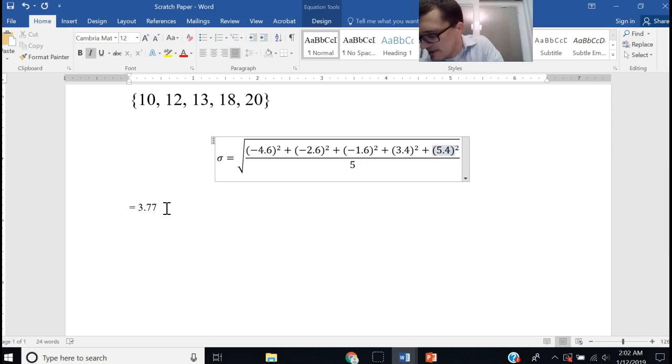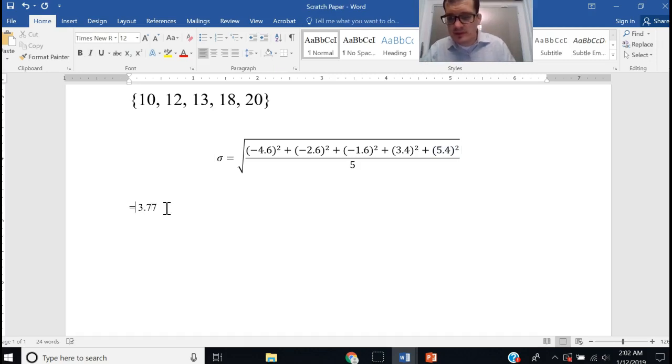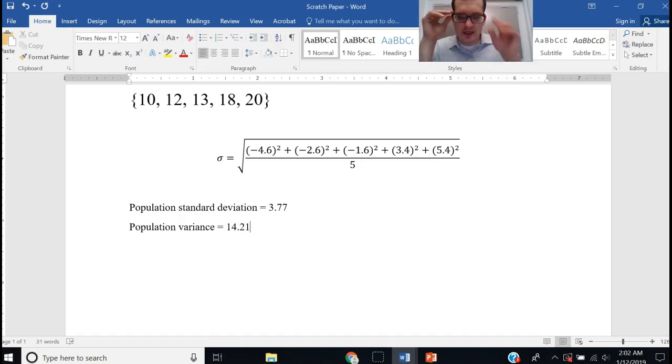And by the way, if 3.77 is the population standard deviation, we could square that number, and we could get the population variance as 14.21. Again, I'm rounding things to 2 decimal places in both cases, right? So that's how it's done.